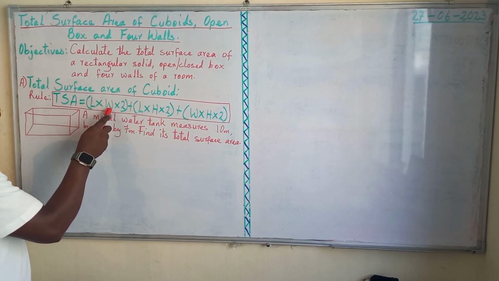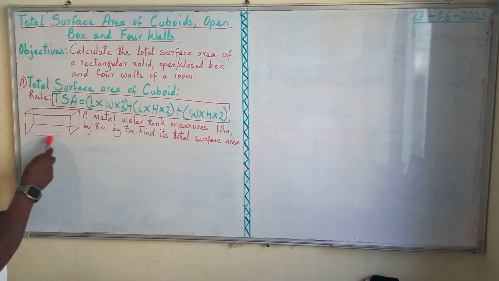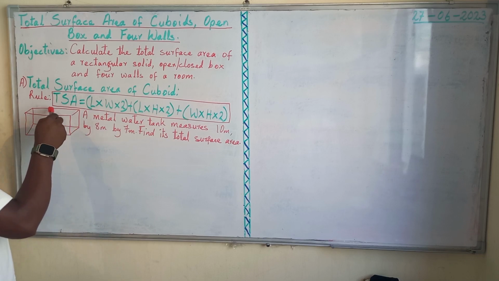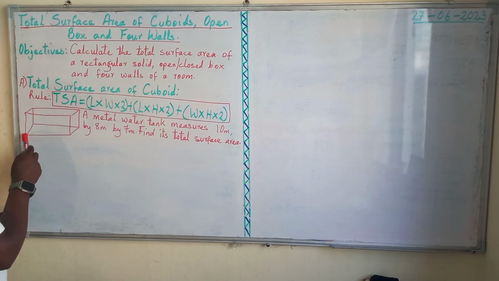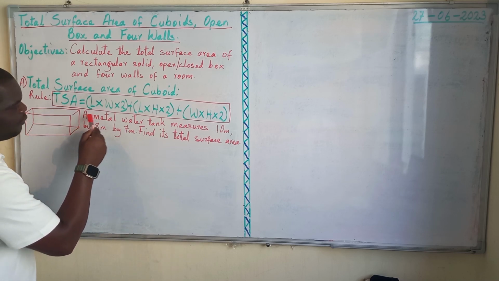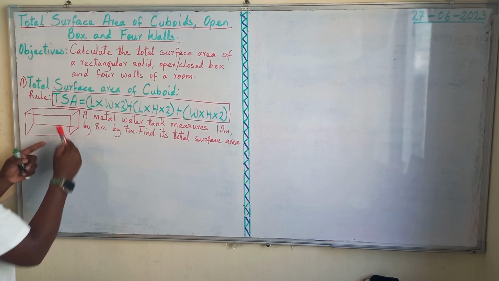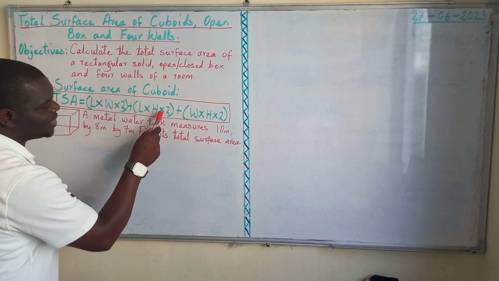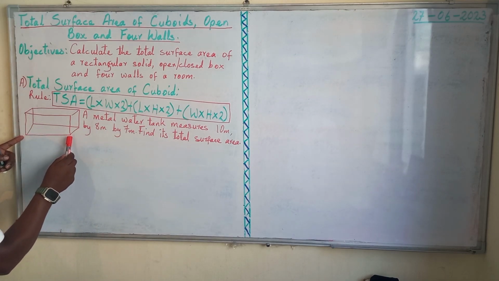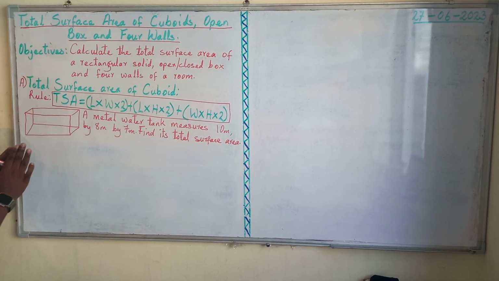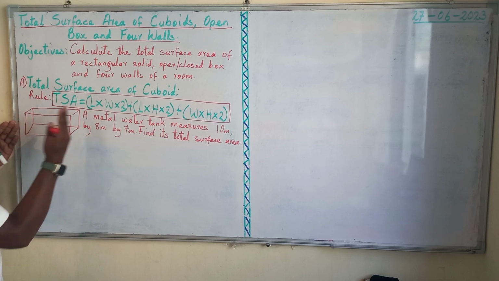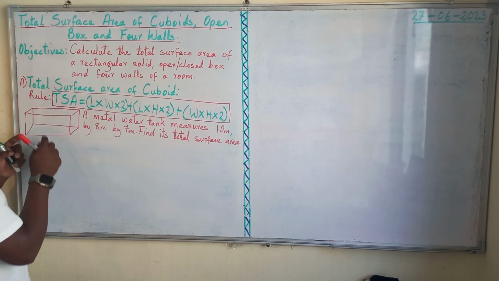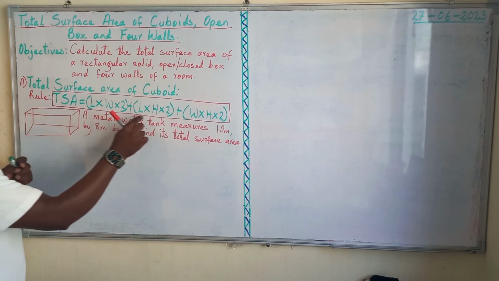L times W times 2 will be for the base, and the base here we can consider to be the floor. The floor and the ceiling are the same. So when you find the length and the width of the floor, you multiply by 2 for the floor and the ceiling. Then the second part here is length times height times 2. This is the length and this is the height. So this will be for the face. This face has two sides. It has this side and the other side, and they are the same. So you multiply this face times 2.